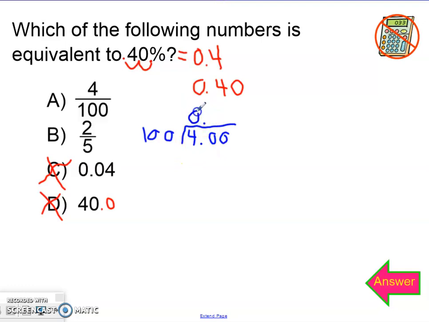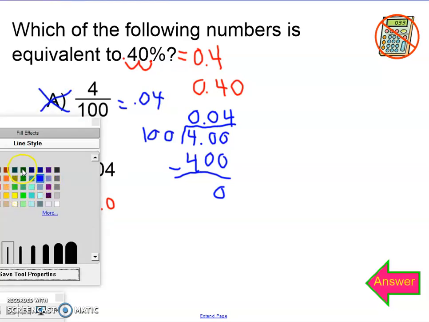And I know that 100 goes into 4 no times. I also know 100 is too big to go into 40. But I know that 100 will fit into 400. Exactly how many times? Well, 100 times 4 would be 400. And 400 minus 400 leaves us with a remainder of 0, so that's how we know we are done. So 4 over 100 is equal to 0.04. And that is also not equivalent to 40%.